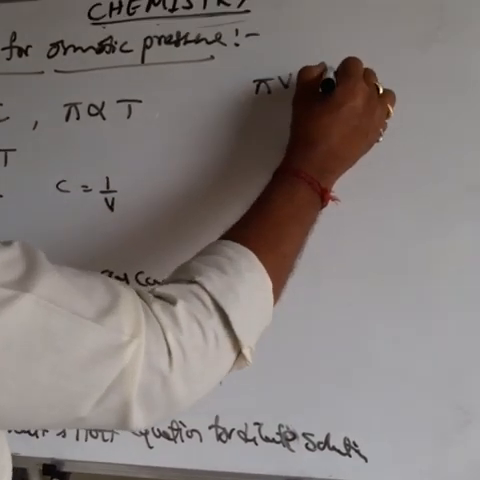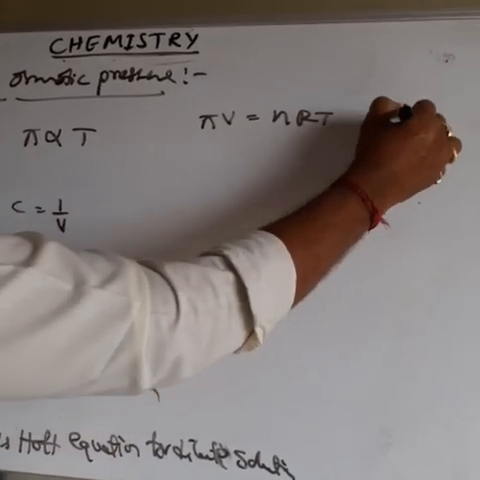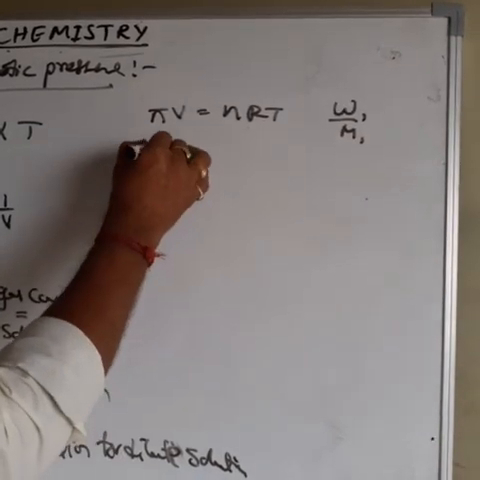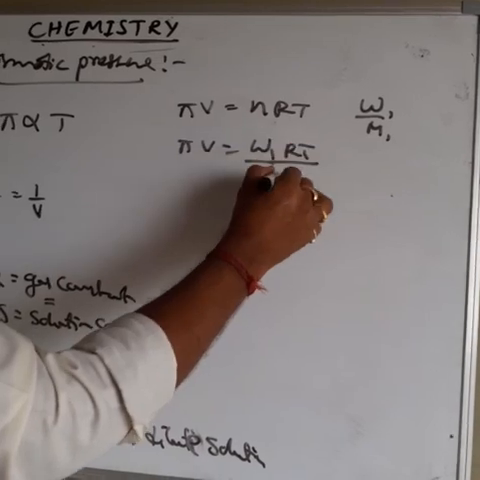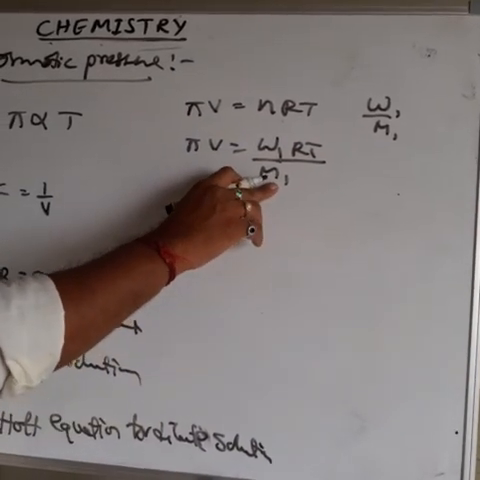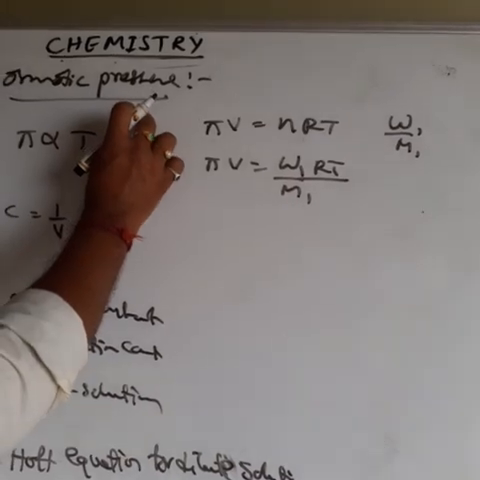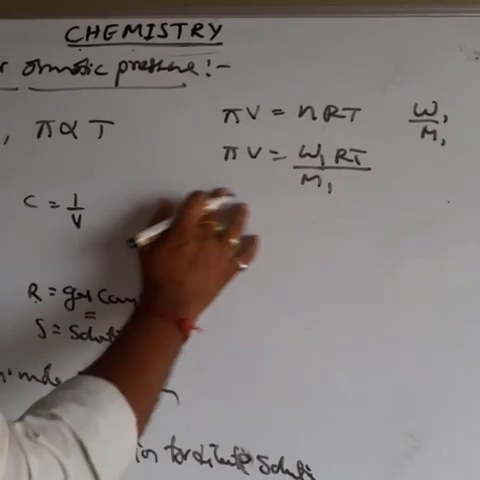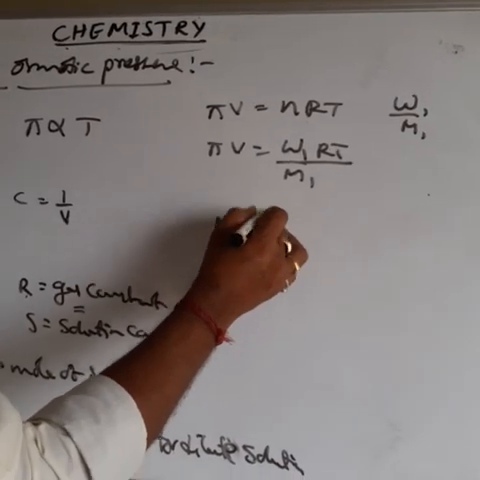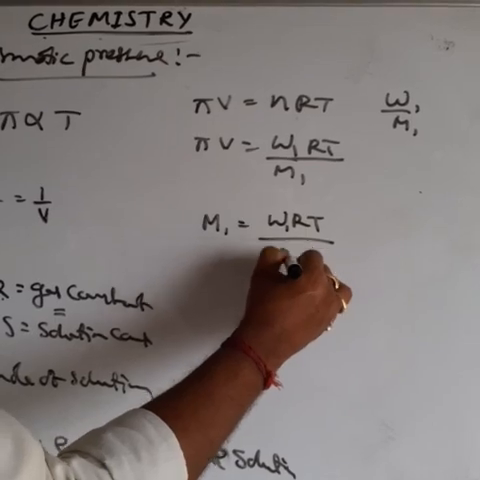From this, pi V is equal to n R T. Then n is nothing but weight by molecular weight. Therefore pi V is equal to W1 by M1 times R T, where M is the molar mass of solute. From this colligative property, what is the main important use? It is used to determine the molar mass of solute. So M1, or M, is equal to W1 R T by pi V.